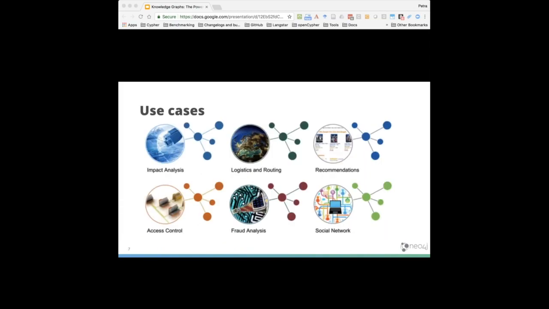Just diving into some use cases that we're starting to see crop up more and more in industry in particular are things like impact analysis, so which are the most dependent upon components in your data center. For example, logistics and routing, so what's the most efficient way of, say, delivering a parcel or something like that, recommendations, access control, etc. I'm going to talk a little bit more about those later on in the talk.